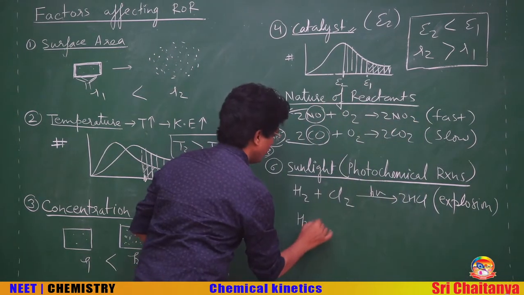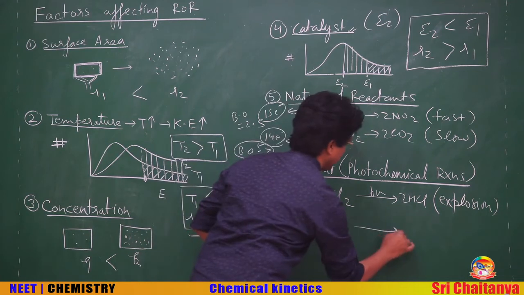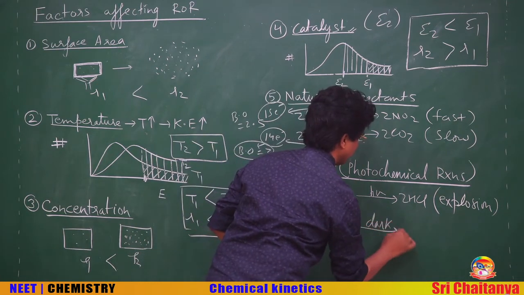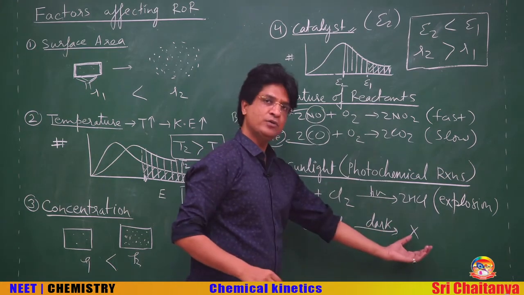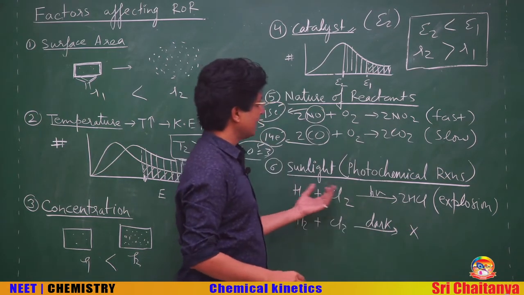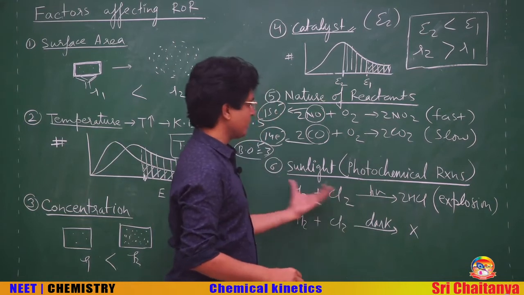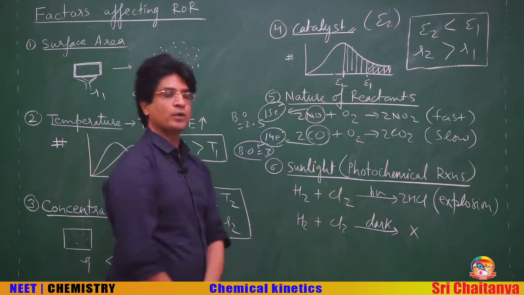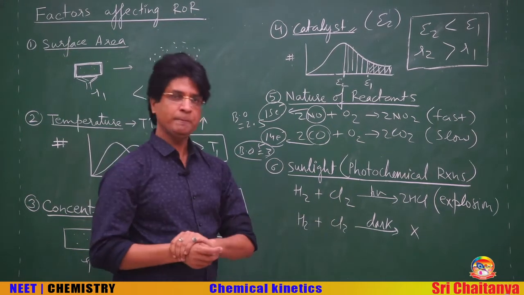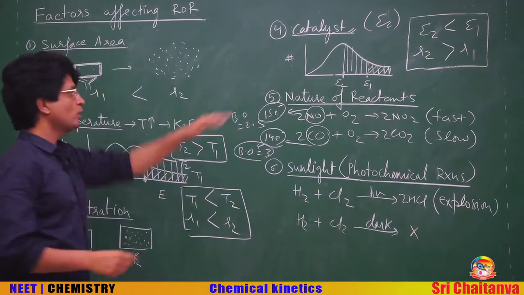And if you go for this reaction in dark, this reaction might not happen, or even if it occurs, the rate will be very slow. So here the sunlight is enabling this reaction to occur at a faster rate. So these are the factors which are going to affect the rate of reaction. I hope this is clear to all of you.